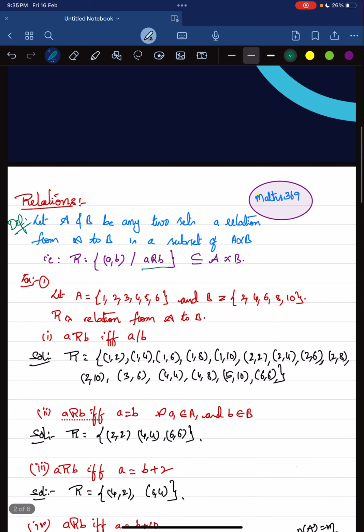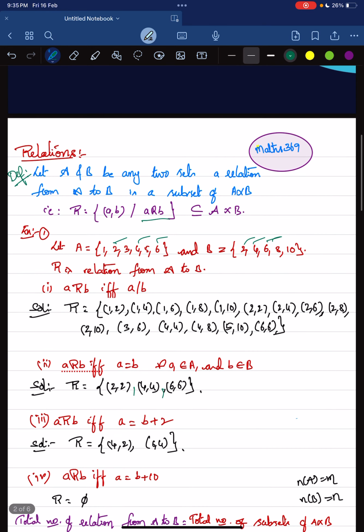Second example is a is related to b if a equals b. Here a belongs to capital A and b belongs to capital B. The first element a is taken from the first set A and the second element b is taken from the second set B. So R equals (2, 2), (4, 4), (6, 6). So we get 3 ordered pairs. So that is a equals b. So that is the relation.